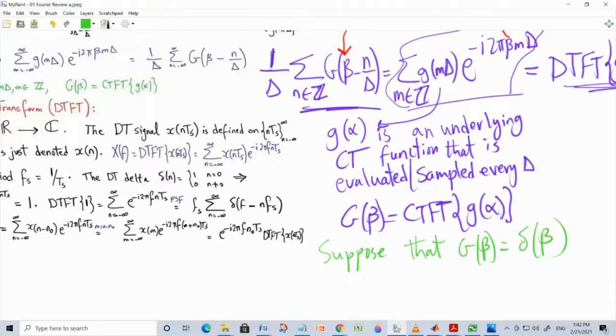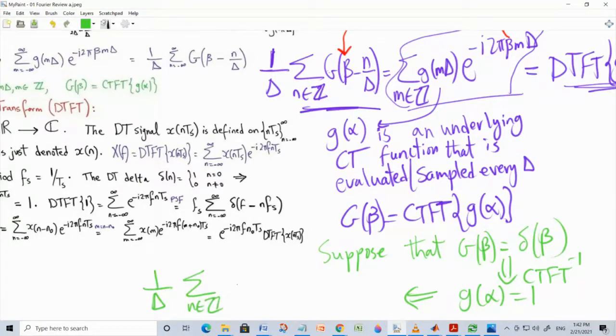Okay, so the inverse, what is the function that if you take its Fourier transform, you get Dirac delta of beta? It is 1 everywhere. So basically here, CTFT inverse, and you get G of alpha is equal to 1. So now if you rewrite here, you'll find 1 over delta, summation n belongs to Z, and then delta of beta minus n over delta. This thing is equal to summation 1. So basically this function is 1. If you sample it, if you evaluate it every big delta, you still get a 1.